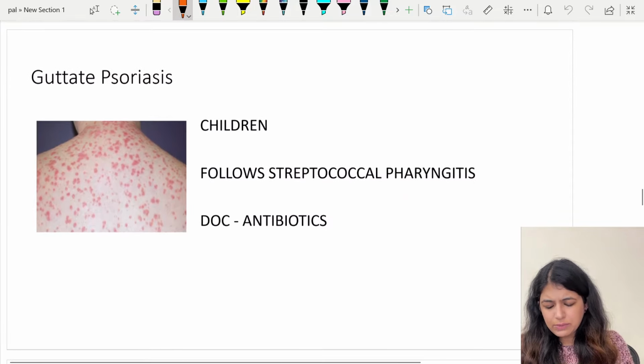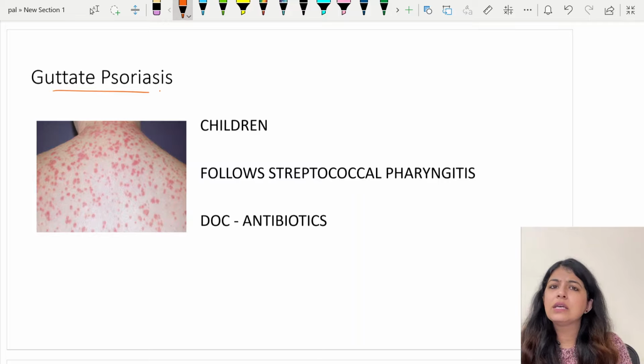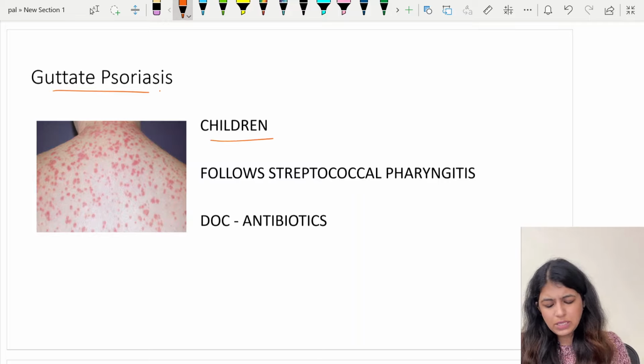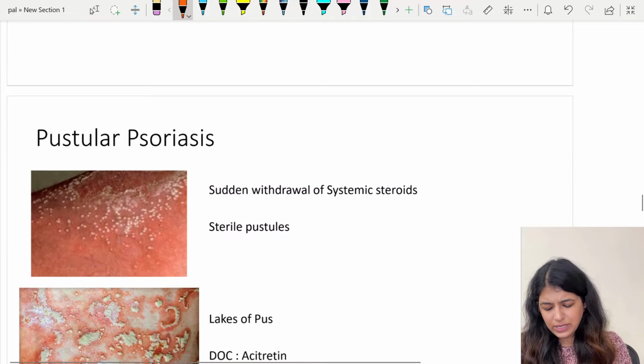Now some important types of psoriasis which can be asked in your exam and which have been asked. Very importantly, guttate psoriasis, where multiple small lesions of psoriasis appear after a streptococcal pharyngitis, most commonly seen in children. When you see this as an image, you see multiple red scaly papules all over the body. The drug of choice here is antibiotics because it's following a streptococcal infection.